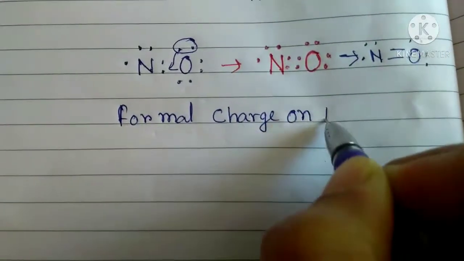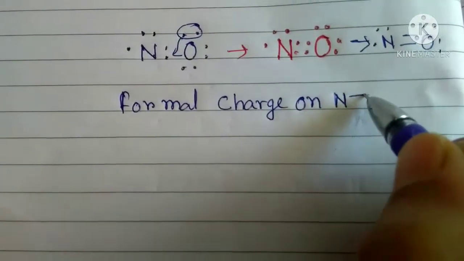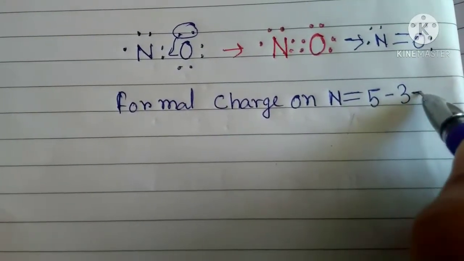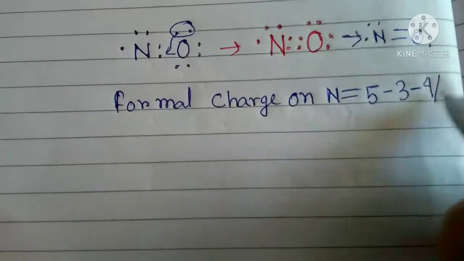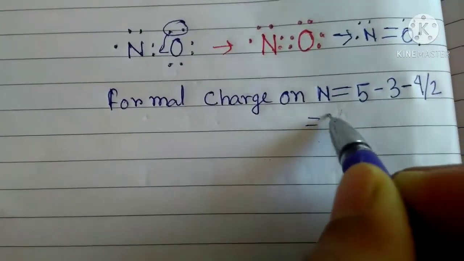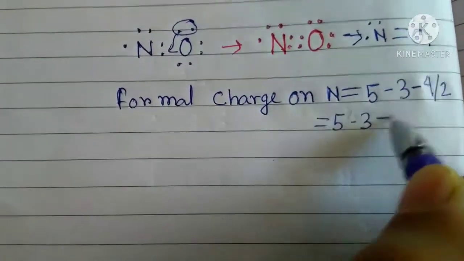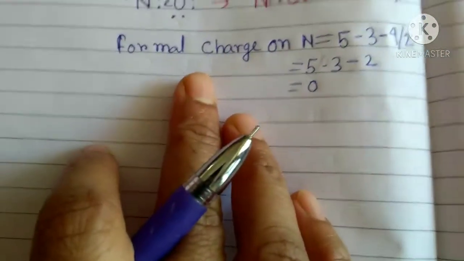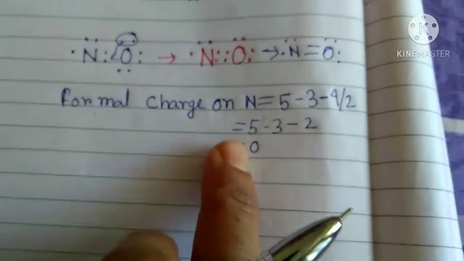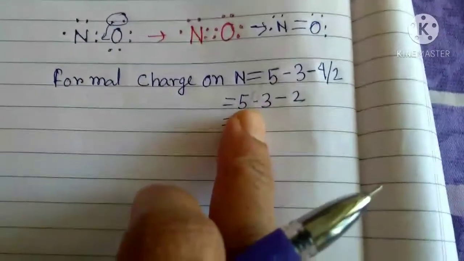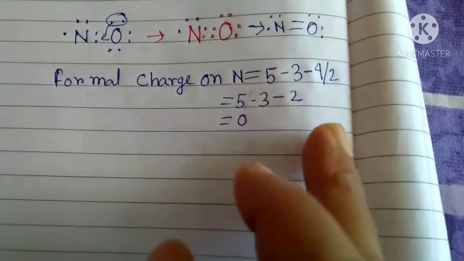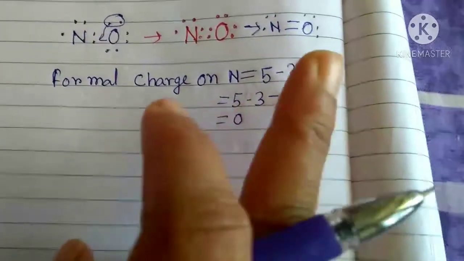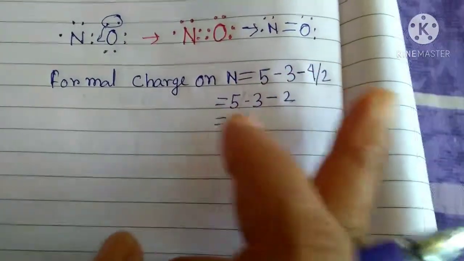on nitrogen. How much will the formal charge on nitrogen be? 5 valence electrons minus 3 non-bonding electrons minus 4 bonding electrons by 2 will be 5 minus 3 minus 2, means 0, which is most desirable for any Lewis-Strauss structure. If the formal charge is 0 on any atom, that will be the most preferable one.